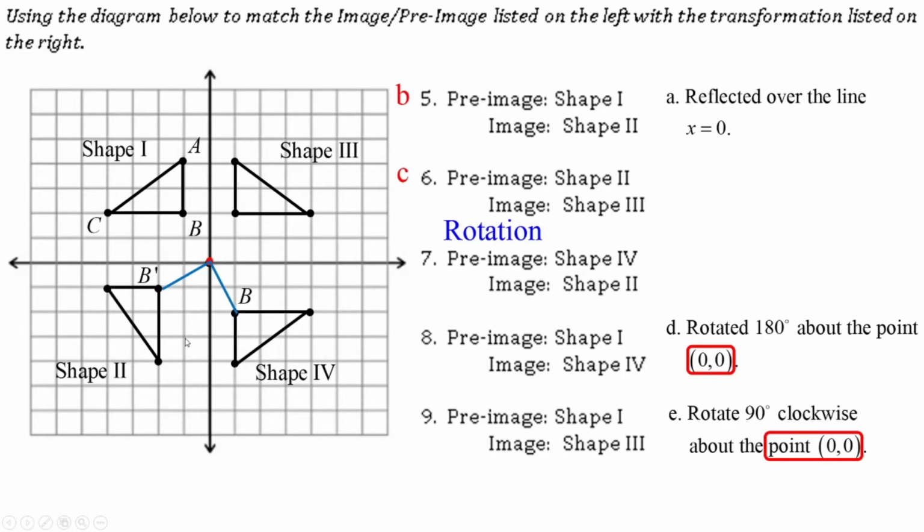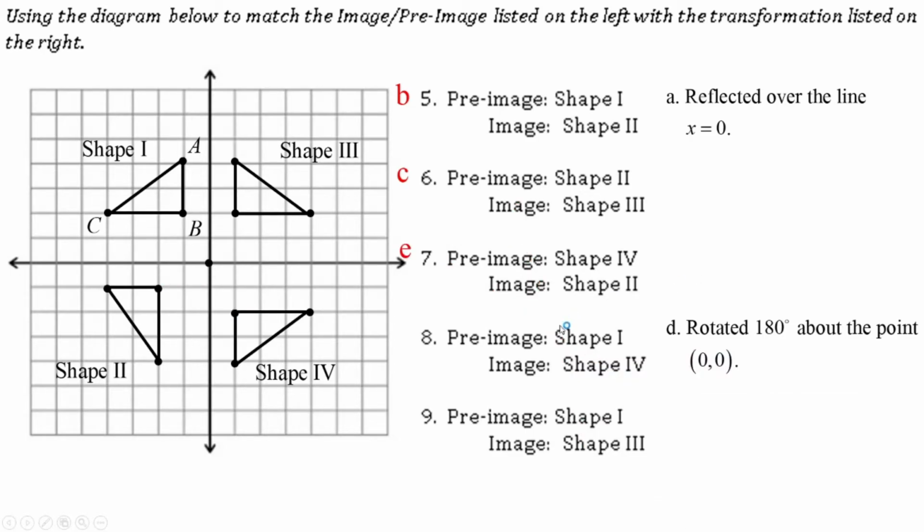All right. So now look at this rotation. Kind of picture it. All right. And what is this angle right there in direction? It looks like we're rotating clockwise. And does that look like 90 degrees to you? So I would say that to get from shape 4 to shape 2, we're going to rotate 90 degrees clockwise about the point 0, 0. Look at this. Rotate 90 degrees clockwise about the point 0, 0. The answer to 7 is that E right there. Okay? Now, 2 more to go.